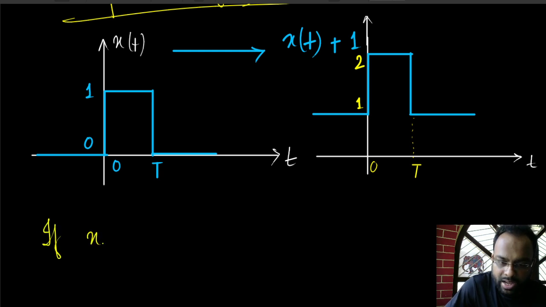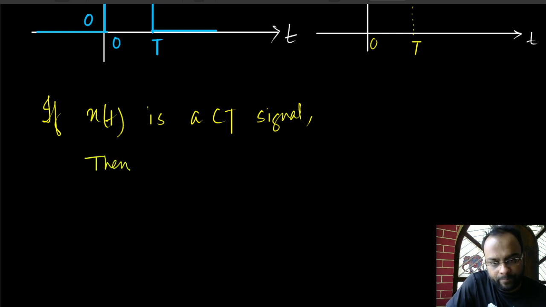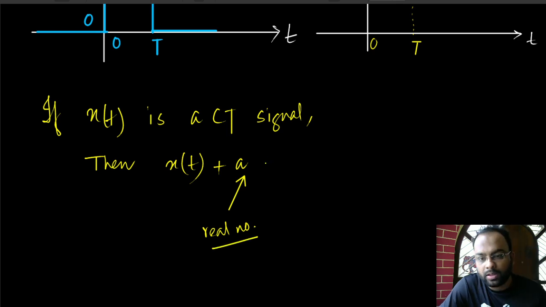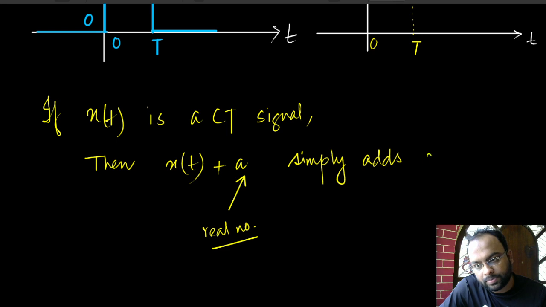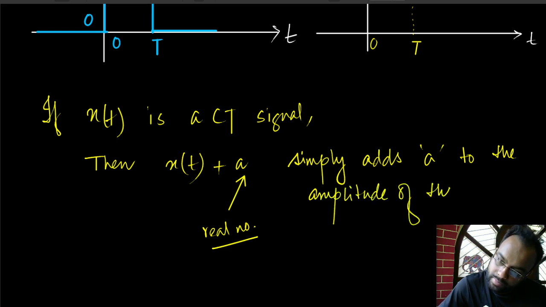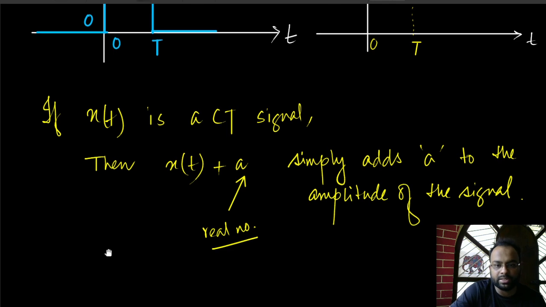So amplitude shifting basically means this, right? So if x(t) is a continuous time signal, then x(t) plus a, so adding any real number, any real number, simply adds a to the amplitude. Right. So again, pretty simple to understand.